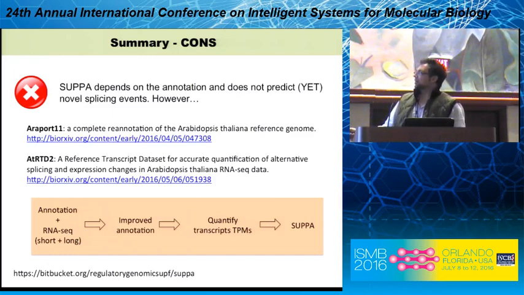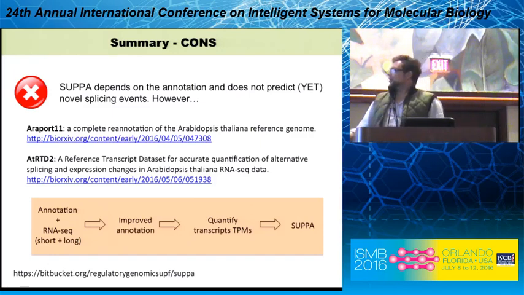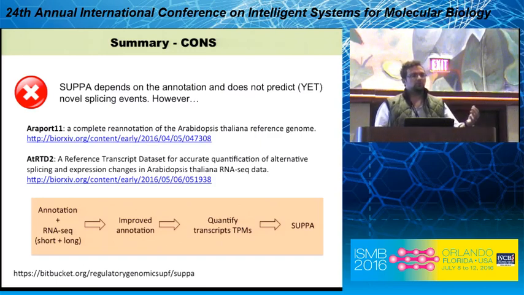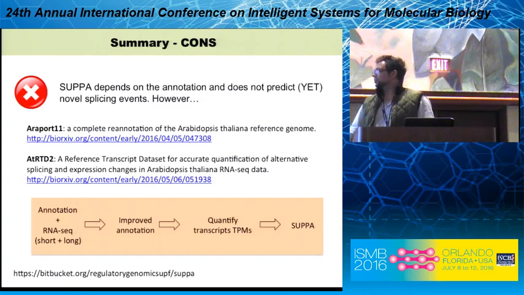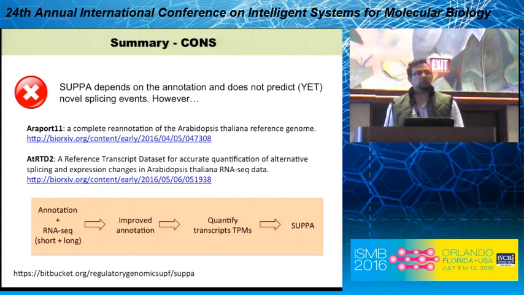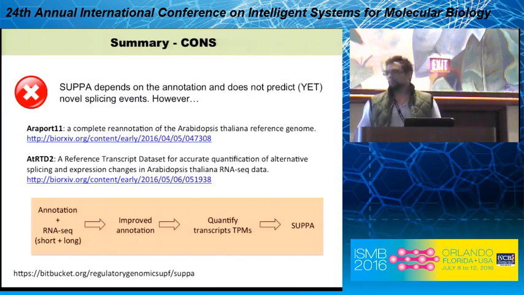However, there are some recent works in Arabidopsis, AtRTD2 and Araport11, which are an effort to re-annotate the genome using multiple sources of data, improve the annotation, and then use Salmon and SUPPA to quantify alternative splicing. I think that's the way things could go. So we improve the annotation and then quantify transcripts with fast methods like Salmon, and then you can use SUPPA to do all the analysis.